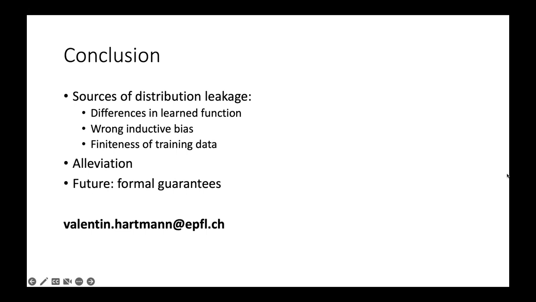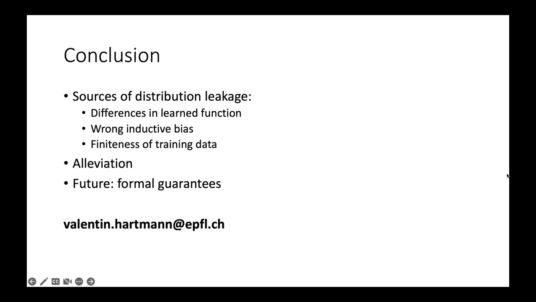To conclude, we've identified the different sources of distribution leakage, which are differences in the learned conditional expectation, a wrong inductive bias, and the finiteness of the training data. We then used these insights to derive principled mitigation strategies, which hopefully spark future work on this.